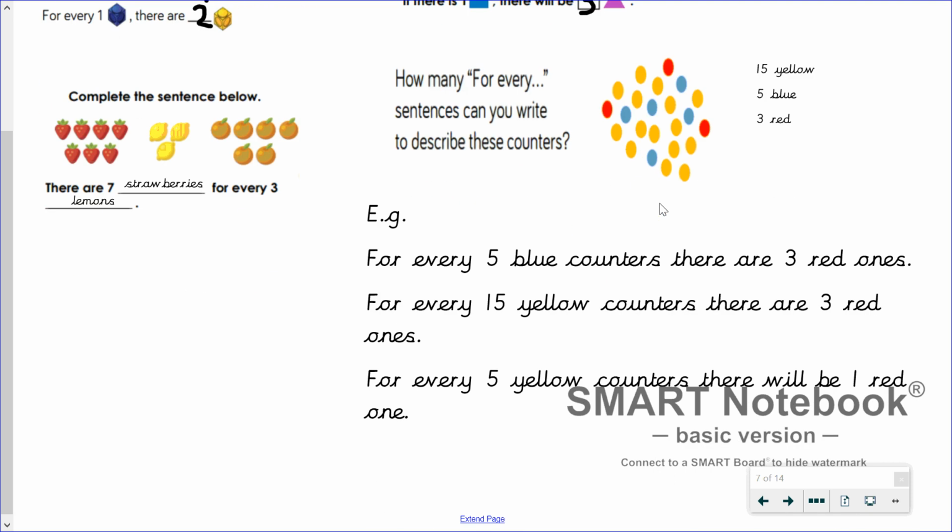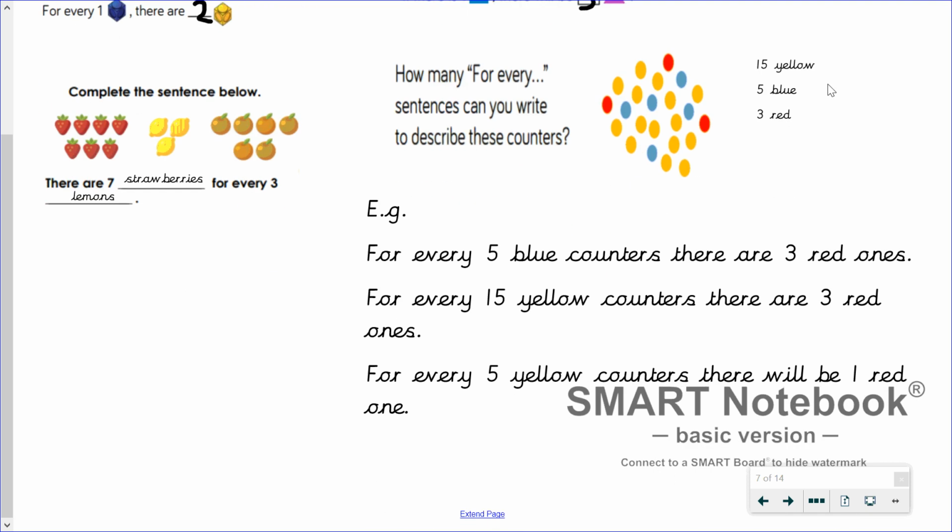And the last one, there are 15 yellow counters, 5 blue and 3 red. So you just have to describe some relationship between them. So for every 5 blue counters, there are 3 red ones. For every 15 yellow counters, there are 3 red ones. And then divided by 3, so for every 5 yellow counters, there'd be 1 red one.